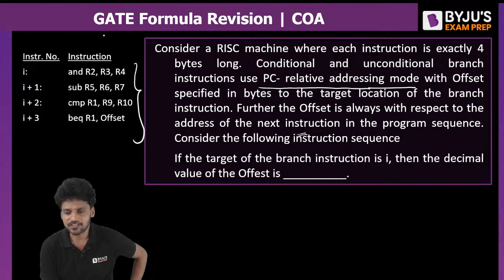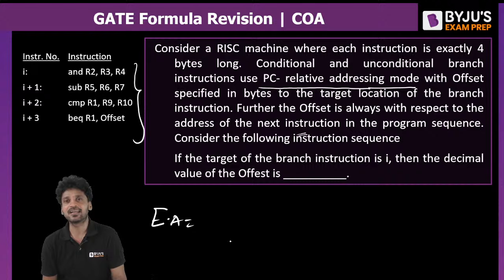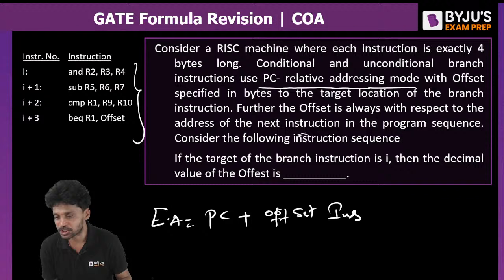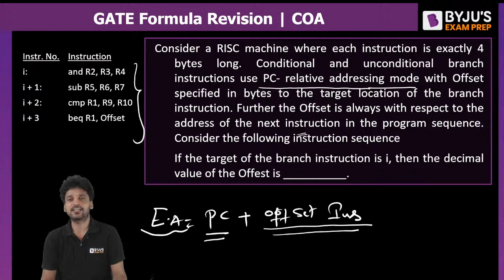First of all, without getting into the detail, understand how the effective address is going to get calculated in the relative addressing mode. In the relative addressing mode, effective address is equal to program counter value plus the offset within the instruction. The program counter value and the value specified in the instruction give you the effective address. Now, with respect to this, what is the answer?